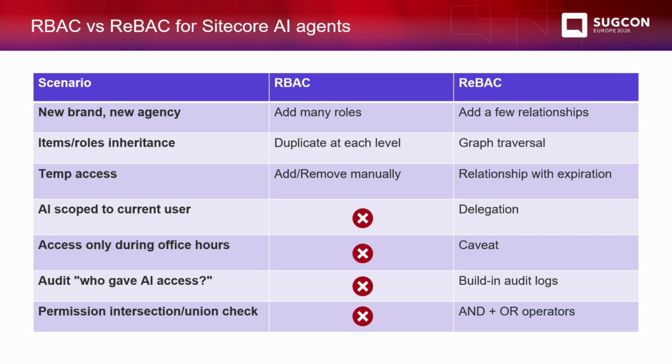And you can also play with permissions wherever you want. In Sitecore role-based access control, you know that, for example, you have hundreds of roles, and if one of these roles has denied access, you will have denied access. It's a rule. But in relationship-based access control, you can combine this binary logic wherever you want.